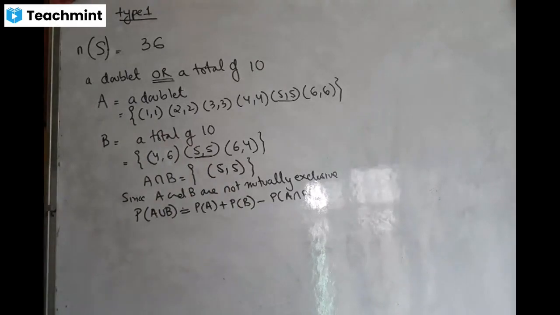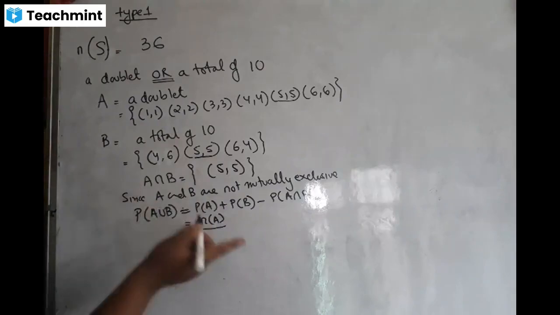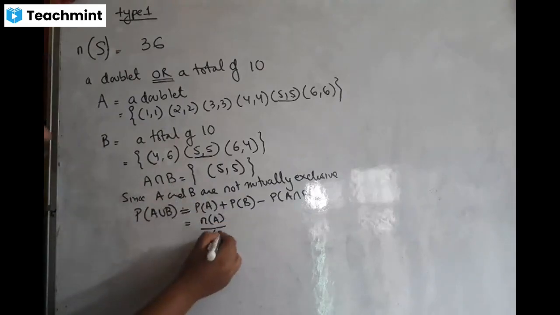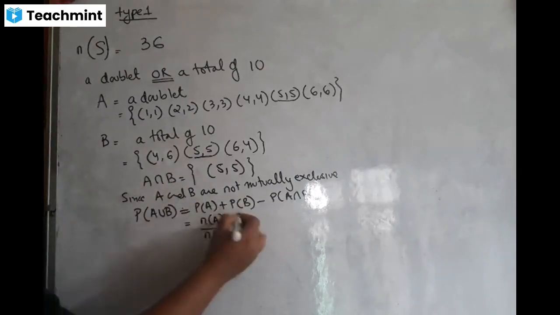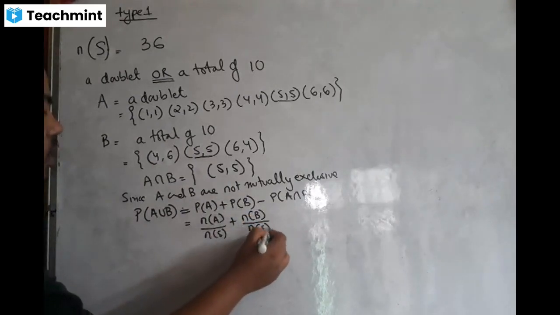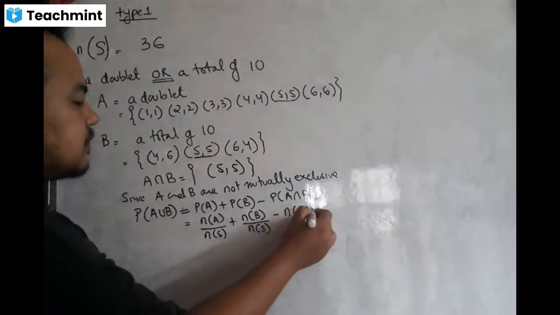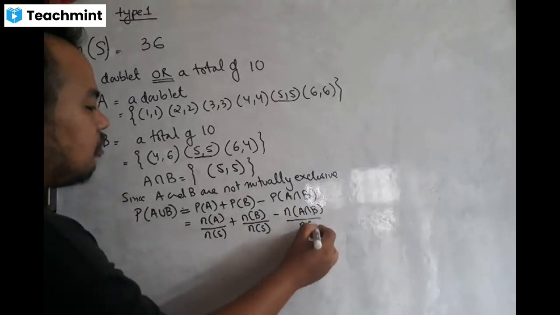But since in this case there is some element which is common, A and B are not mutually exclusive. Okay. Again, what is the formula to calculate probability of A? N of A, that means number of elements favorable to A divided by total number of outcomes. Probability of B is the number of elements favorable to B divided by total outcomes. And probability of A intersection B is the number of elements favorable to A intersection B divided by N of S.